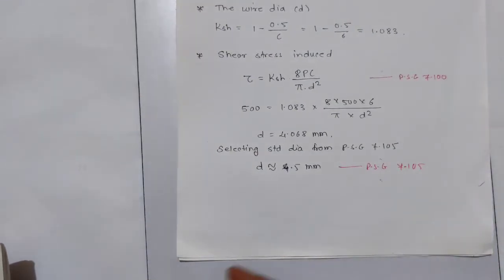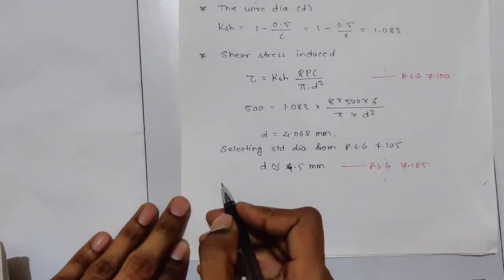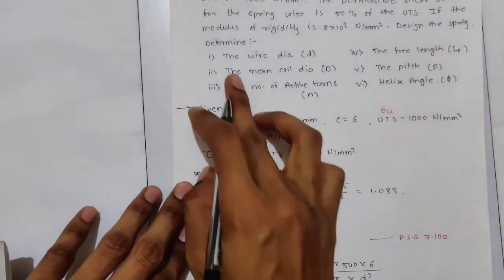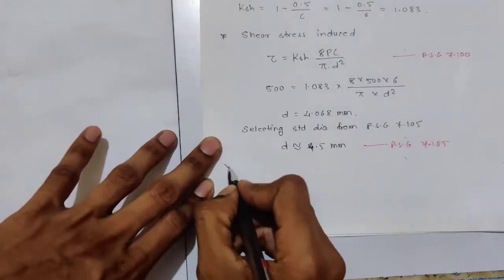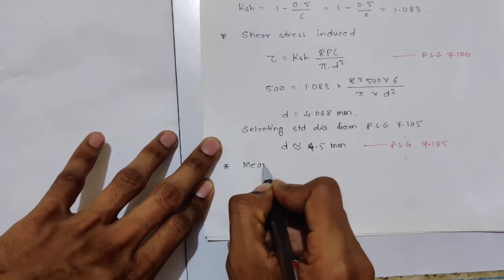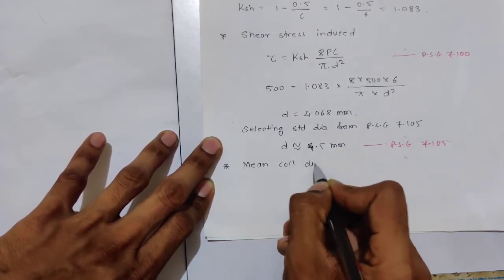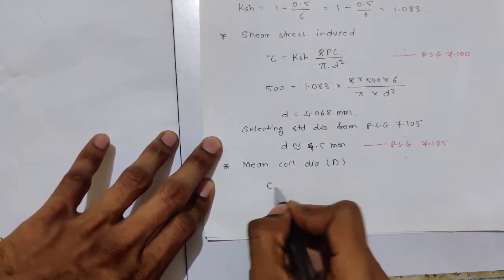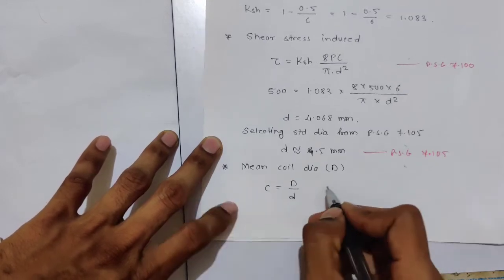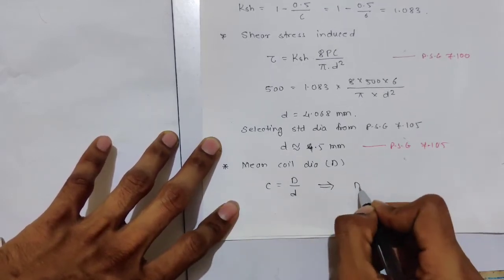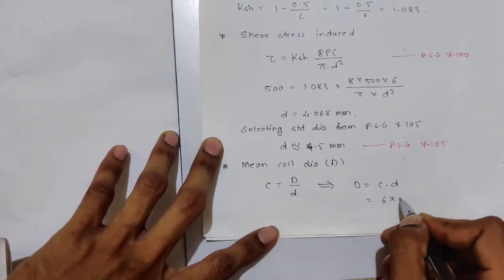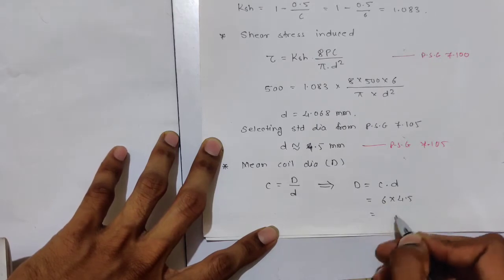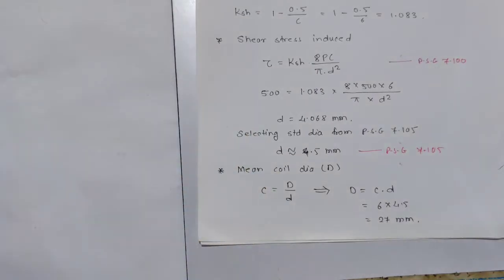we'll find capital D, that is the mean coil dia. We know that C is equal to capital D by small d. So D is equal to C into small d, C we know is 6, d we know is 4.5, so D is equal to 27. Okay, that is quite easy.